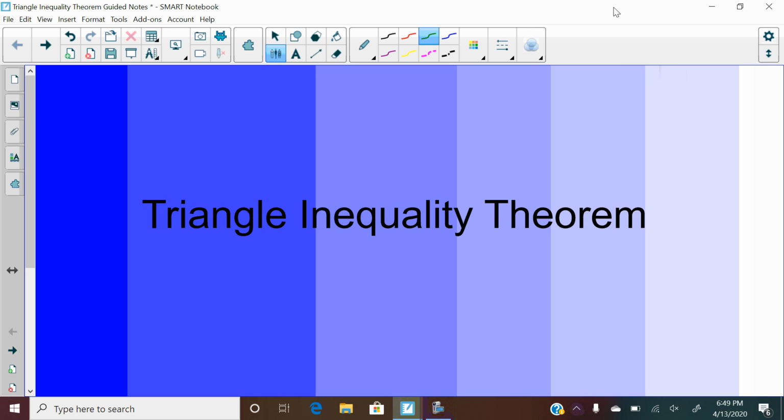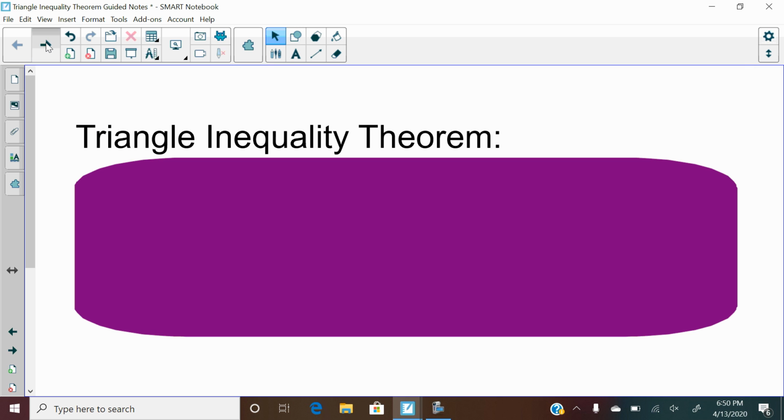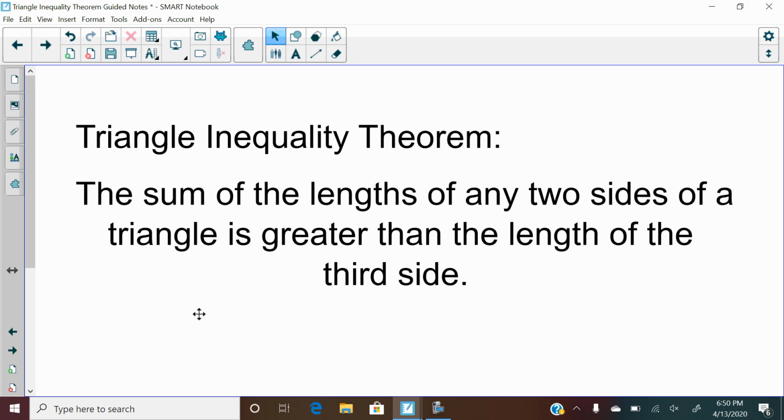Okay, this is a video about the triangle inequality theorem. At this point, we've already done a little bit of exploring this inequality theorem and trying to figure out how it works. So this is just going to show exactly what it is, as well as go over some practice problems. The triangle inequality theorem states that the sum of the lengths of any two sides of a triangle is greater than the length of the third side.